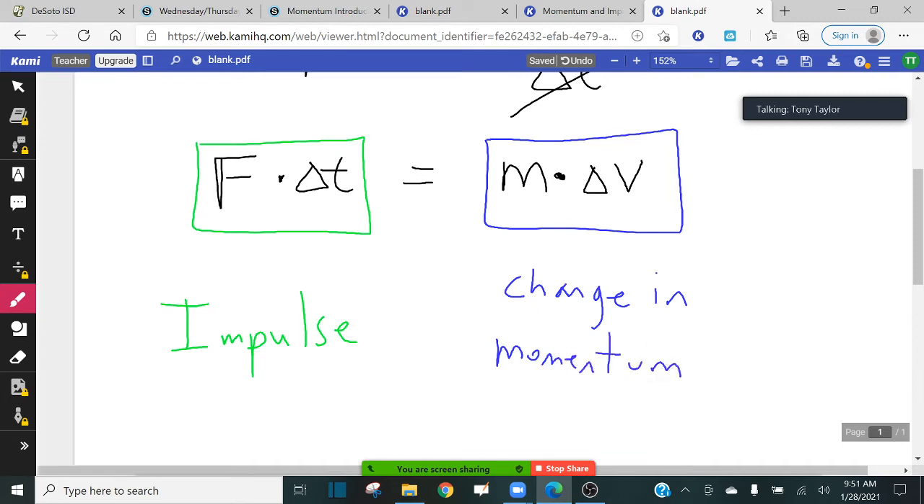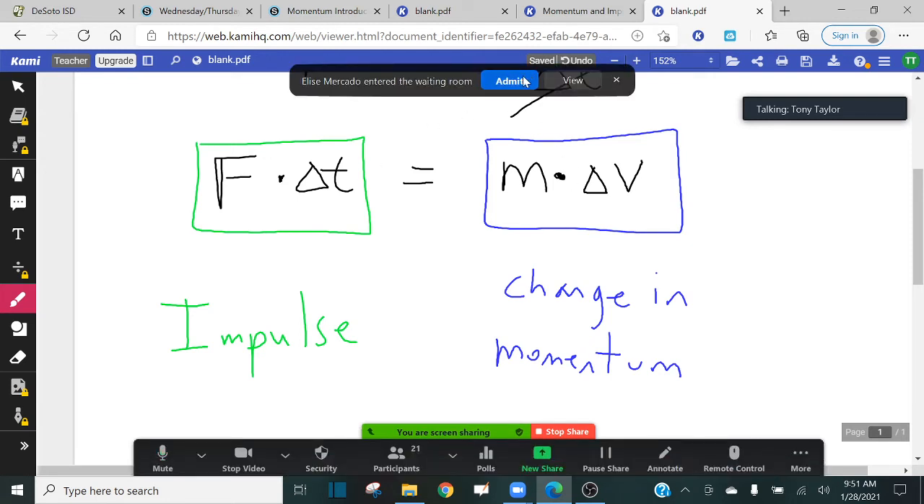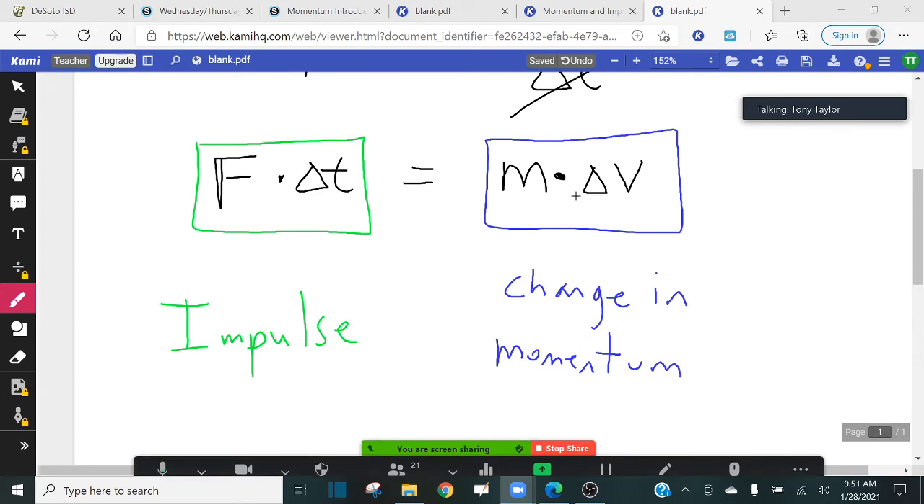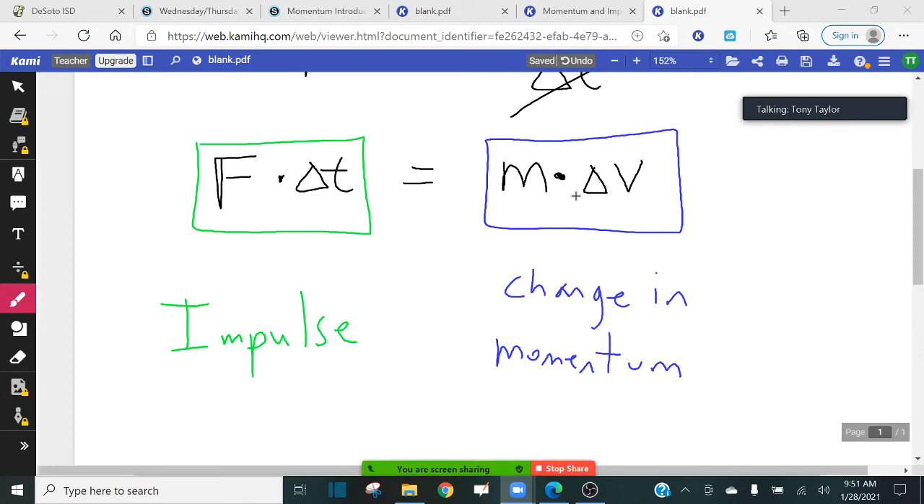So guys, here's what I'm trying to tell you. Those two equations that I just gave you, the equation for impulse and the equation for change in momentum, can be equated to one another. Their numerical values equal each other. That's what I'm trying to tell you. So in other words, if you know the value of the impulse acting on an object, then you know the change in momentum of that object. In fact, an impulse causes an object to change its momentum.